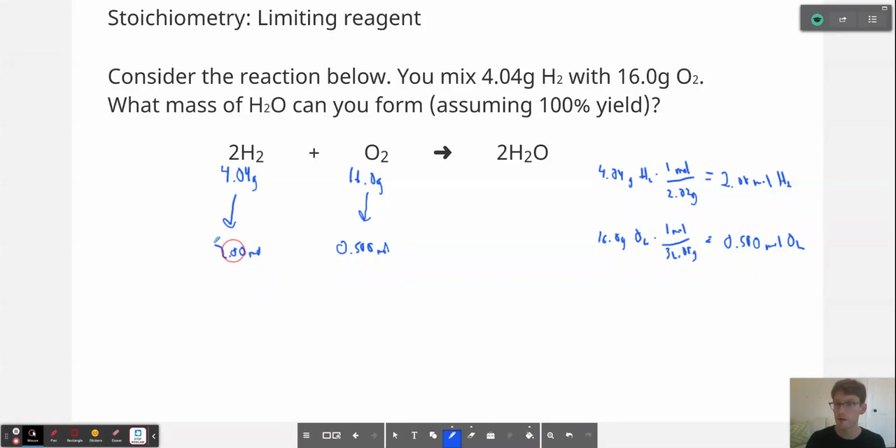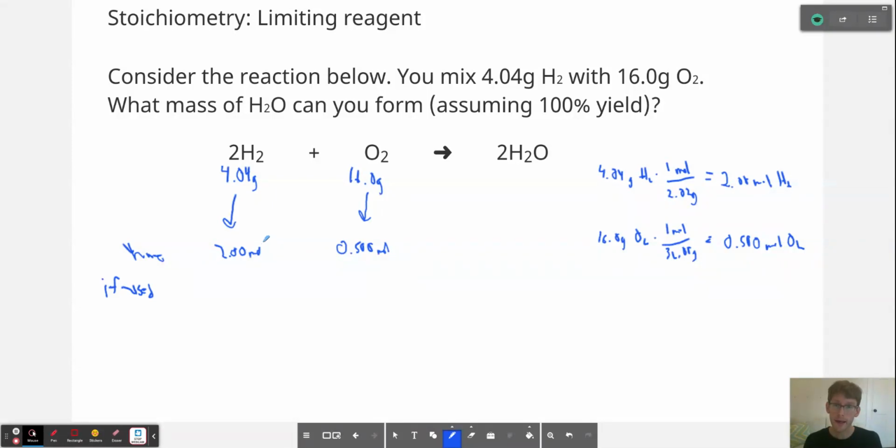And what we can do here is we can say that we have this many moles of each starting material. So the next thing that we're going to say is if used. So if used means that how much are we going to use? Are we going to say that the oxygen is going down to 0, and be the limiting reagent, or are we going to say that the hydrogen is going to be the limiting reagent?